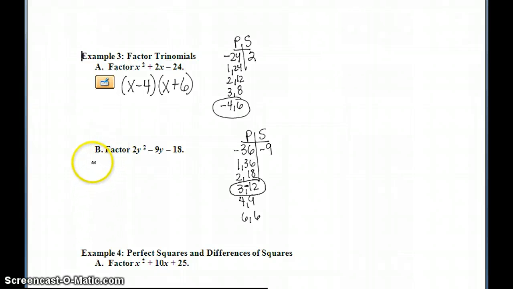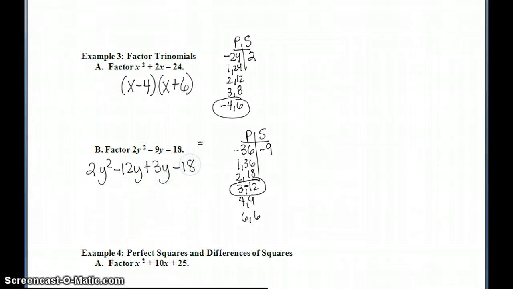So, because this has a 2 in front of it, I'm going to leave that. I'm going to put negative 12y plus 3y minus 18. And what's happened is I'm using my numbers here to replace my negative 9. Because negative 12y plus 3y is not negative 9y.